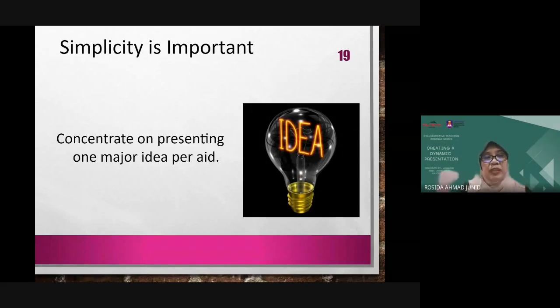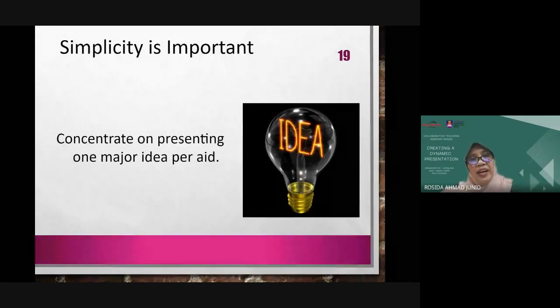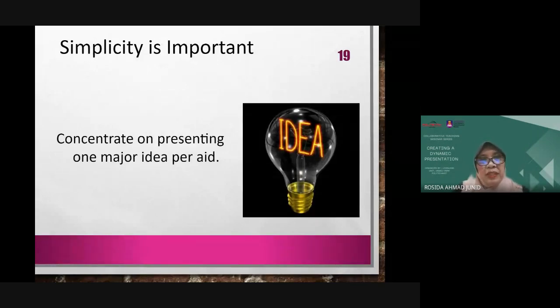So look at this, for example, guys. If you look at my slide here, there are not many words. Simplicity is important. And look at the sentence: concentrate on presenting one major idea per aid. I just have a picture and the word there, idea. So, oh, we are talking about an idea. So you don't need many words. Later on, we will discuss what makes a good slide, what makes one slide the best way for you to present.